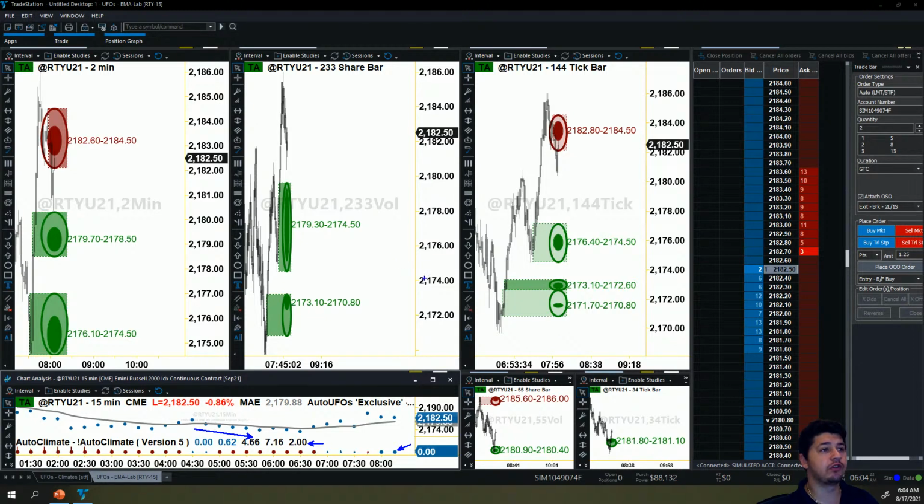And now what we're looking for is a location to enter and exit. In this scenario, we're looking at this moving average, this 9 exponential moving average that's applied to the 15-minute time frame to be enveloped by a UFO in any one of these three climates. So as you see, this moving average is around this 2179 area. So as we see, it is enveloped by two UFOs. What does that mean for us? That means we have a trade, right?